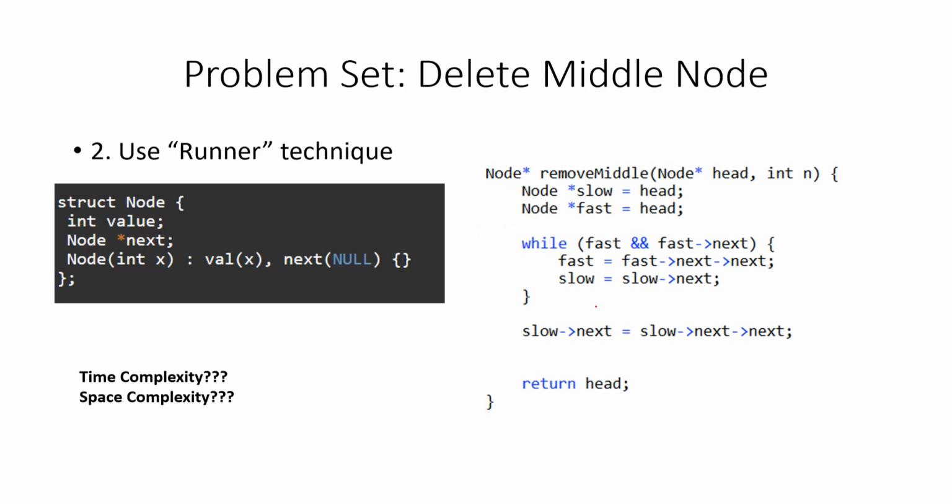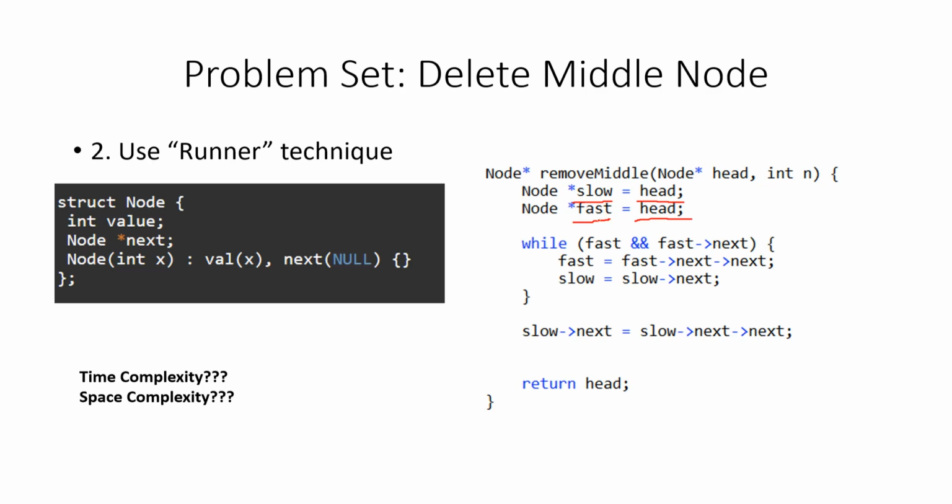Or we can use the runner technique. So what does it mean, runner technique? In the runner technique, we have 2 pointers, both of them starting from the head of the linked list, and one pointer goes twice as fast as the second pointer. So here we have a slow pointer and a fast pointer. The fast pointer moves at twice the speed of the slow pointer.